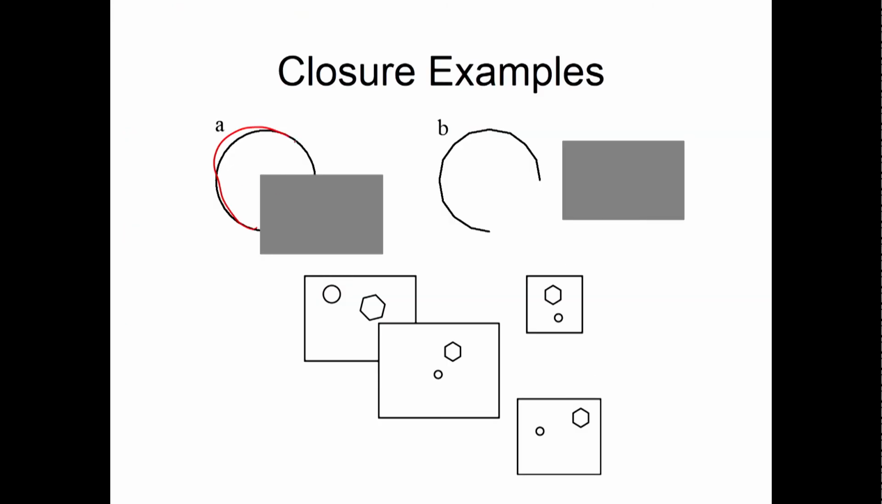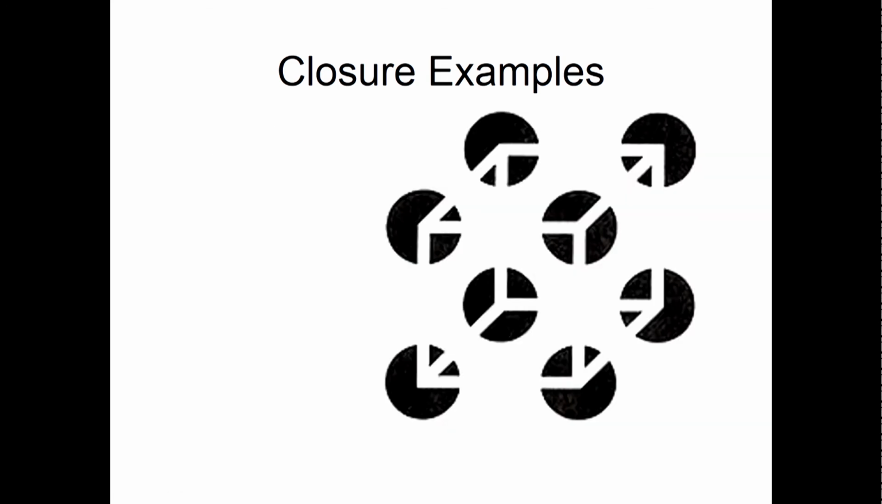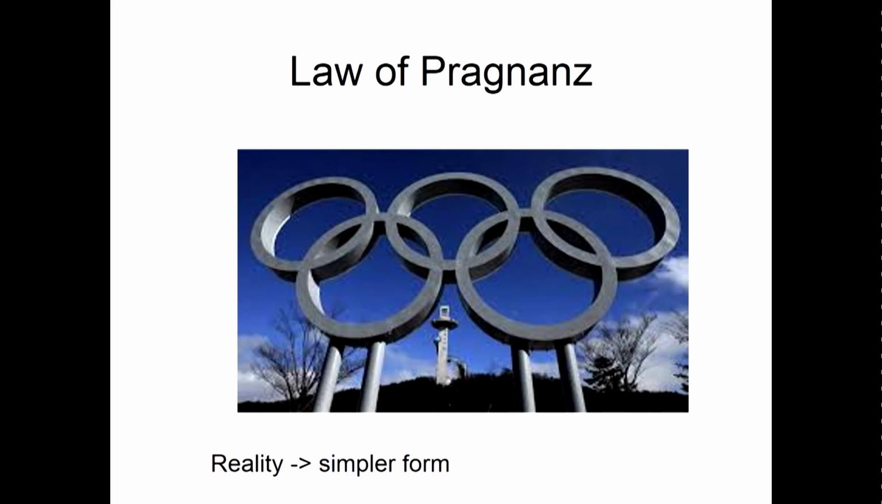Again, this circle we perceive as closed, this rectangle we perceive as closed. These are all classical examples. You can see again a 3D sphere which is missing, as a closure example. And then the seventh principle is called the law of pregnance.